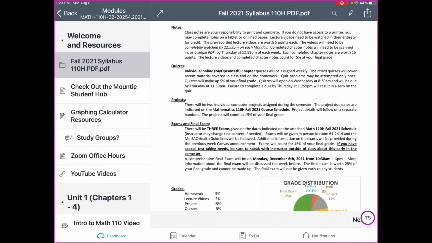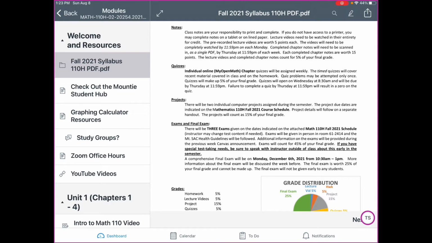Next, we have notes. So class notes are going to be your responsibility to print and complete. If you don't have access to a printer, you may complete notes on a tablet or on lined paper. If you are using lined paper, you need to write all of the words down that are typed on those lecture guides. So the videos are going to be worth 5 points each.